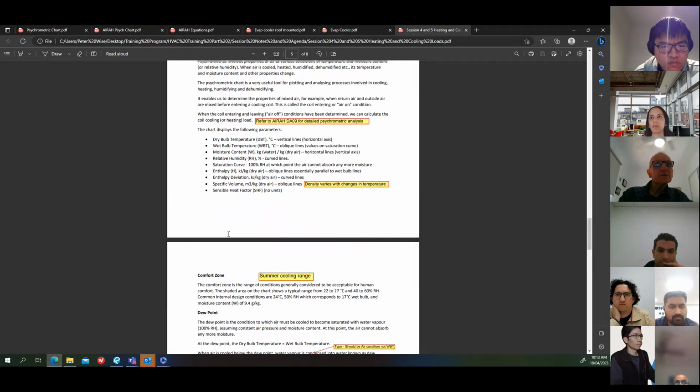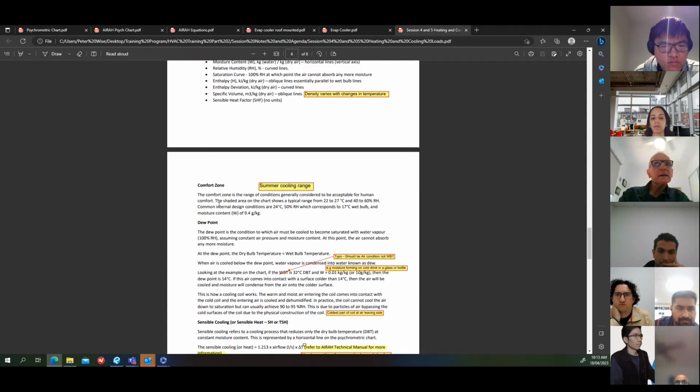Okay, so we've talked about most of those things that are on the chart. The comfort zone is a range of conditions generally considered to be acceptable for human comfort. So going back to when we talked about design conditions, we talked about the comfort chart last session. The shaded area on the chart, which I'll come back to in a second, shows a typical range from 22 to 27 degrees and 40 to 60% RH. Common internal design conditions are 24 dry bulb, 50% RH, which corresponds to 17 wet bulb and a moisture content of 9.4 grams per kilogram.